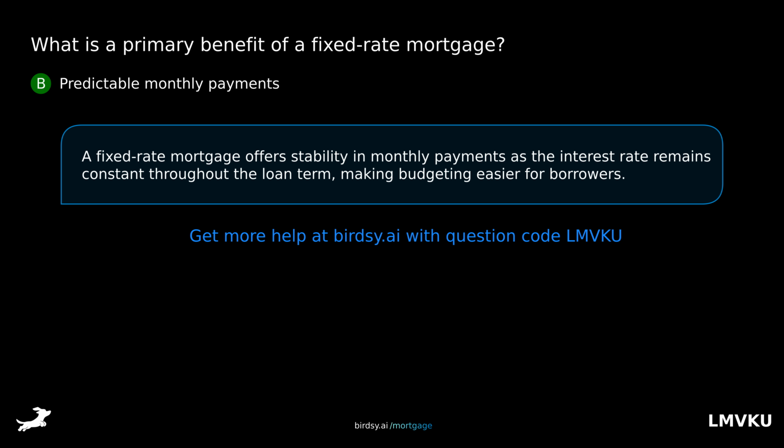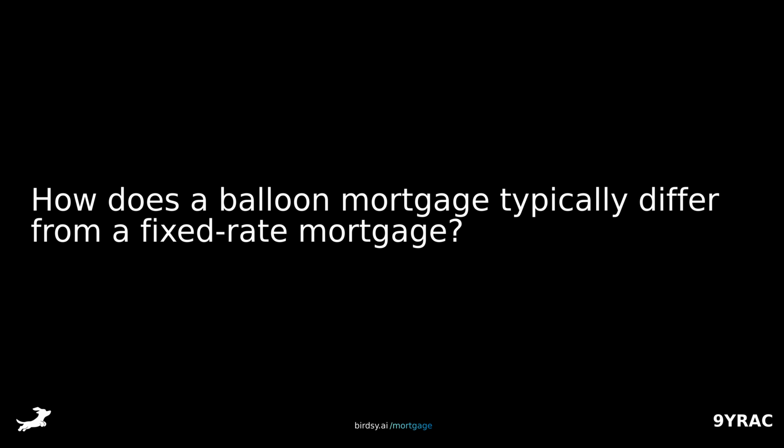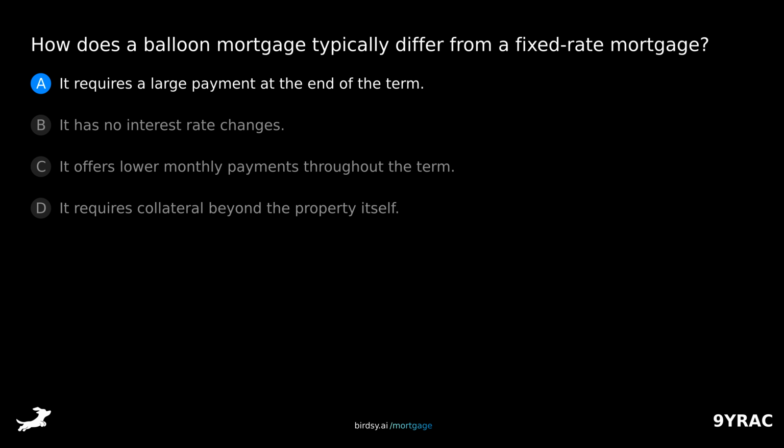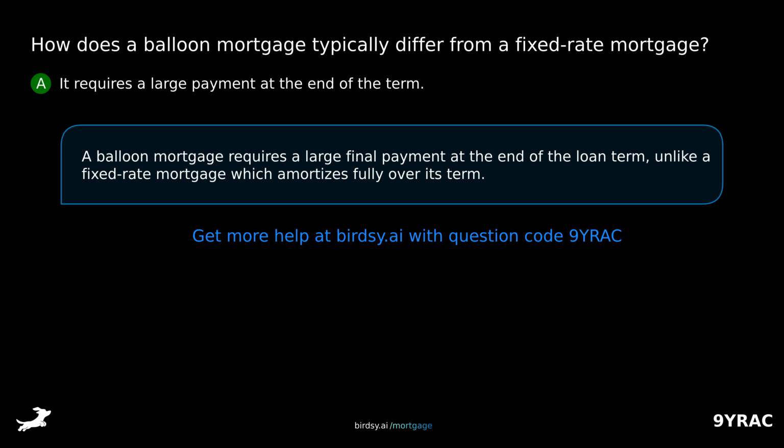easier for borrowers. How does a balloon mortgage typically differ from a fixed-rate mortgage? Is it A, it requires a large payment at the end of the term? B, it has no interest rate changes? C, it offers lower monthly payments throughout the term? Or D, it requires collateral beyond the property itself? The answer is A, it requires a large payment at the end of the term. A balloon mortgage requires a large final payment at the end of the loan term, unlike a fixed-rate mortgage, which amortizes fully over its term.